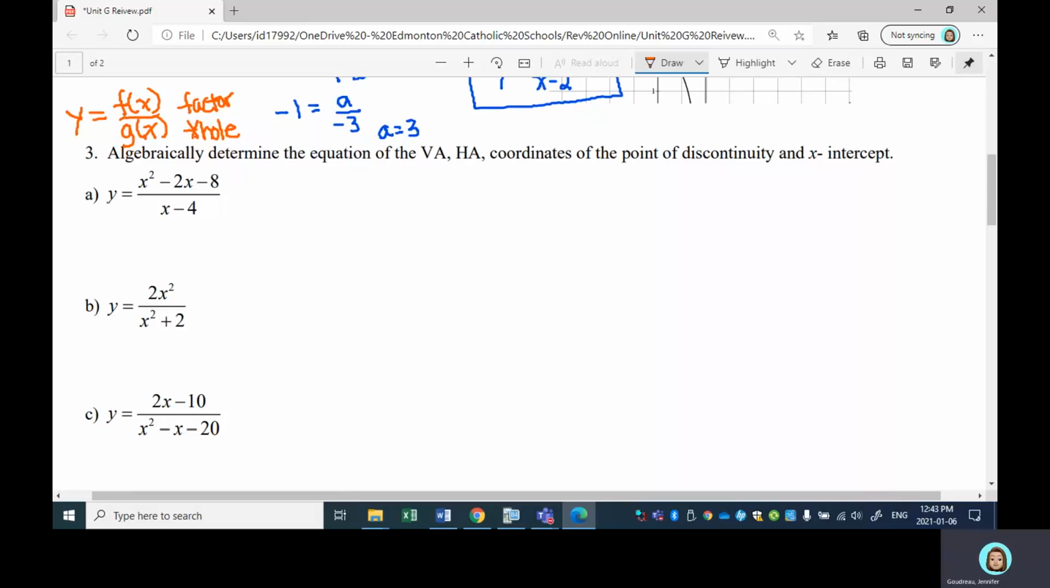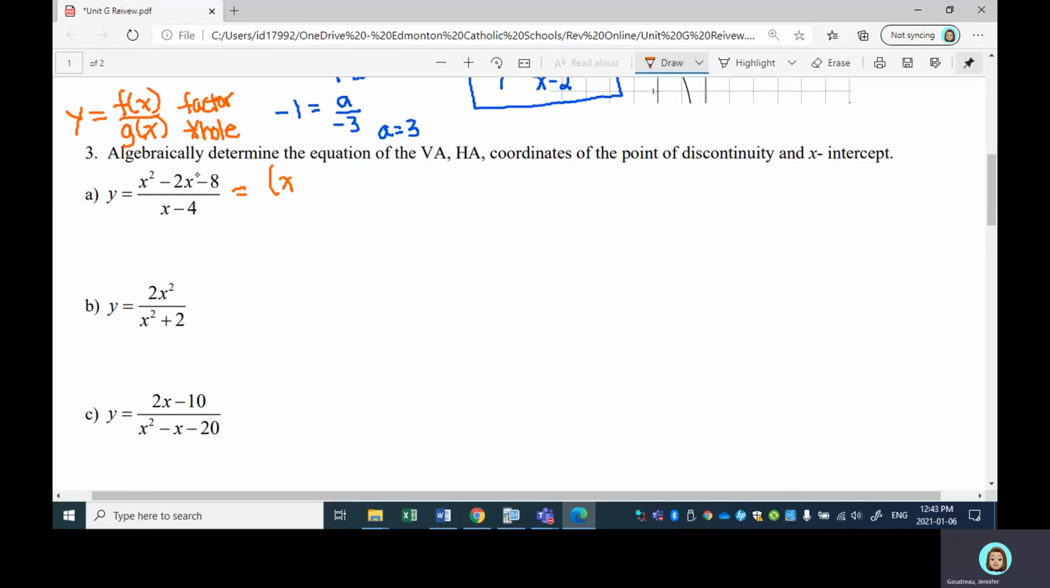So we can have lots of different kinds of analyzing coming out of each of these questions. Let's look at 3a. We want to find the equation of the vertical asymptote and the horizontal asymptote. We want to find coordinates of the point of discontinuity if there is one, and we want to find the x-intercept. So step 1 for analyzing these questions is to factor.